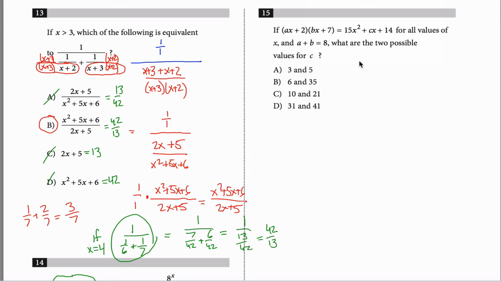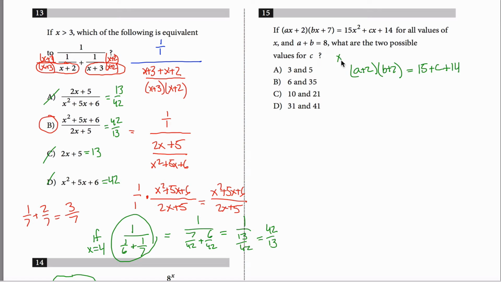So often what you want to do is plug in x equals 0. In this case, that won't help, because if you plug in x equals 0, this just simplifies to 2, and this is 7, and this is 14. You lose all your a's and b's and c's, which is what you were asked about in the first place. So unfortunately, that doesn't help. What about if x equals 1? Well, if x equals 1, I get a plus 2 times b plus 7, and that must be equal to 15 plus c plus 14.